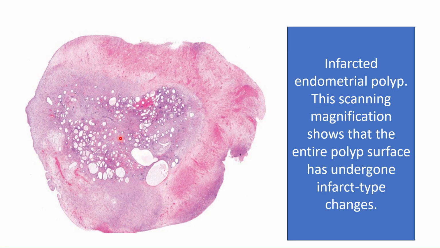This is again a low power or scanning view of a polyp which shows the entire polyp surface with areas of infarction. So this is the infarcted endometrial polyp. The polyp is infarcted because of some injury or decrease in vascular or blood supply, which will lead to endometrial polyp infarction, and these are the cystically dilated or atrophied glands in the polyp.